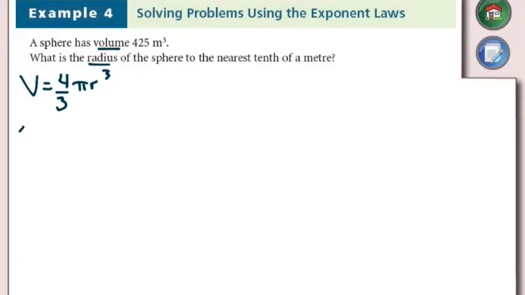What we know, volume is 425. And so now this just becomes a simple solving equation problem. We need to get r by itself. If we take a look, we've got a 3 on the bottom on that side. So to get rid of it, we'd multiply by 3 on both sides.